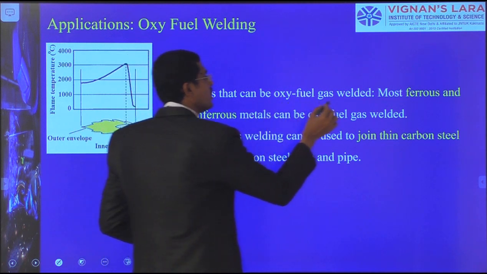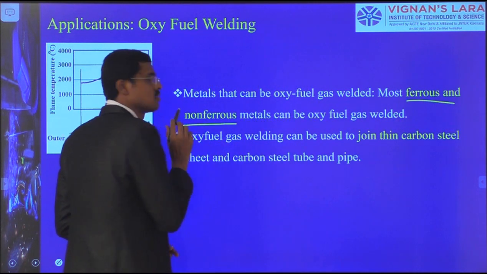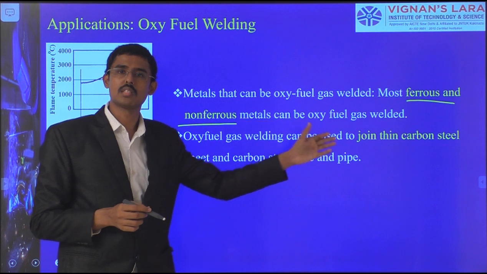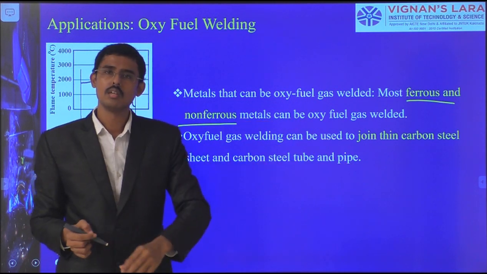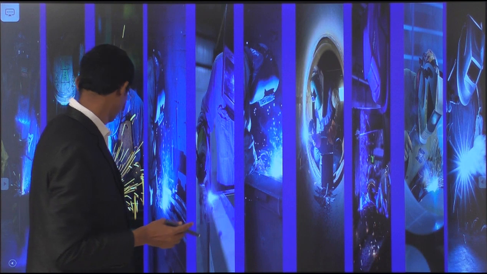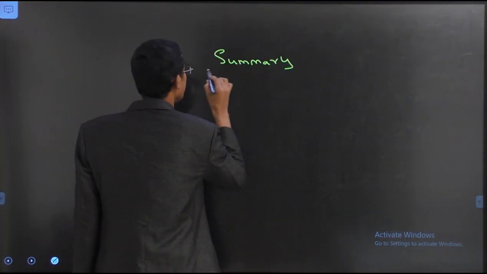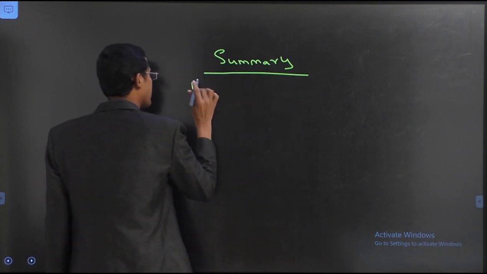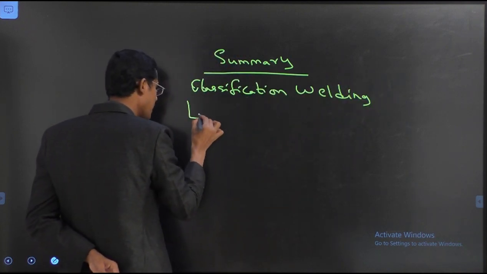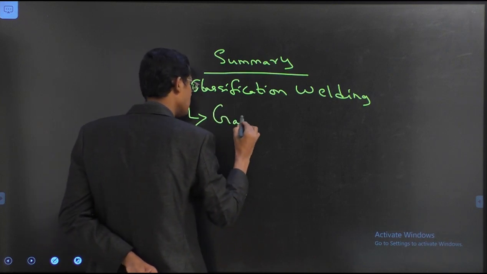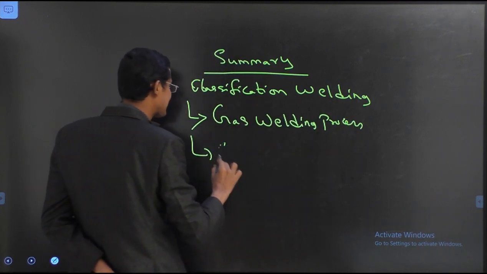Metal that can be oxyfuel welded, mostly ferrous and non-ferrous are possible. Mostly all non-ferrous metals, stainless steels, all are possible by these materials. We understand this comparison of gas welding process and gas cutting process. Setup is same. How the nozzle it differs, right? So the summary of this session. In welding classifications, we have seen today about the gas welding process, and then also the gas cutting process.